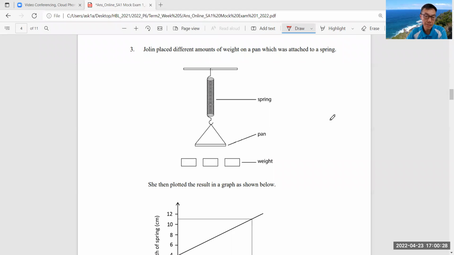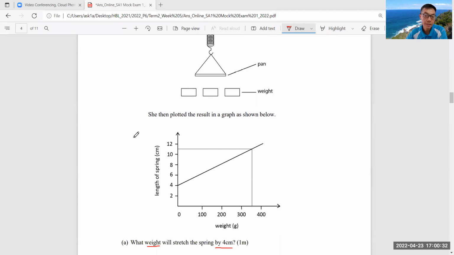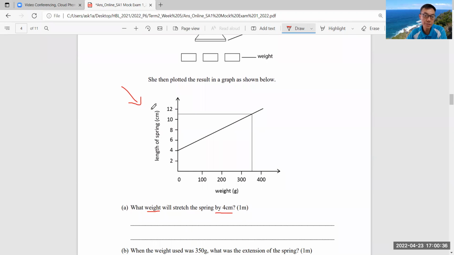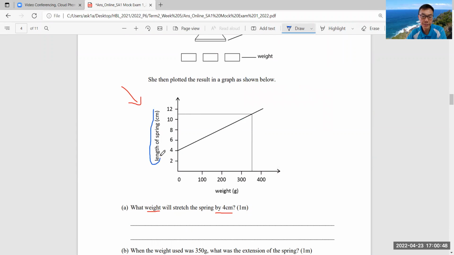Okay, let us examine these questions, which require students to interpret this graph. It is a straight line graph of the length of spring. When you see this type of graph, you highlight this part. This is the length of spring, and the other one is the weight. You can highlight this or circle it. And this is the weight. So this is a straight line graph. You notice that because it's the length of spring, it doesn't start from 0.